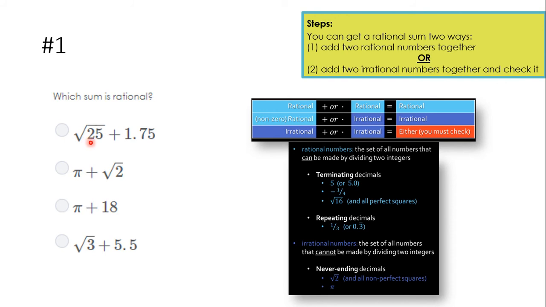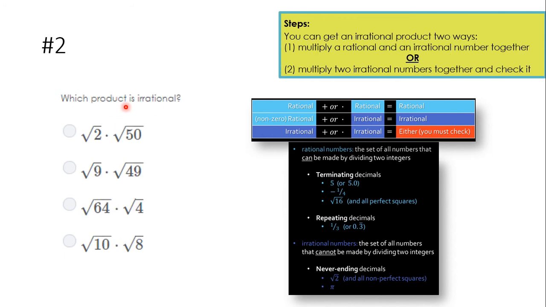So if you add the square root of 25 plus 1.75, do you get a rational number, something that has a terminating decimal? Or do you have something that is irrational that continues forever and ever? So go ahead and test each of these to determine which one is going to give you that rational answer. I'm going to go ahead and move on to number 2, which product is irrational.